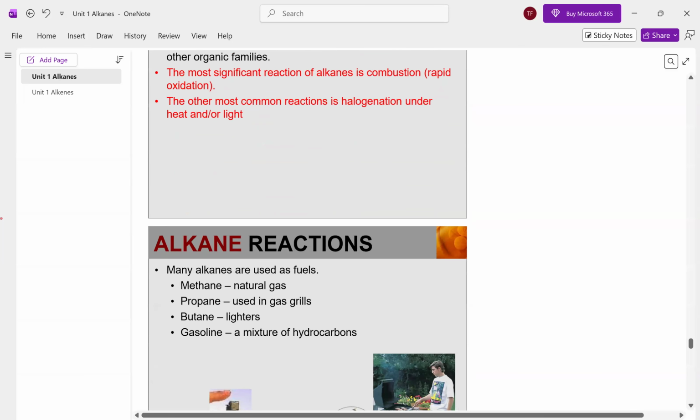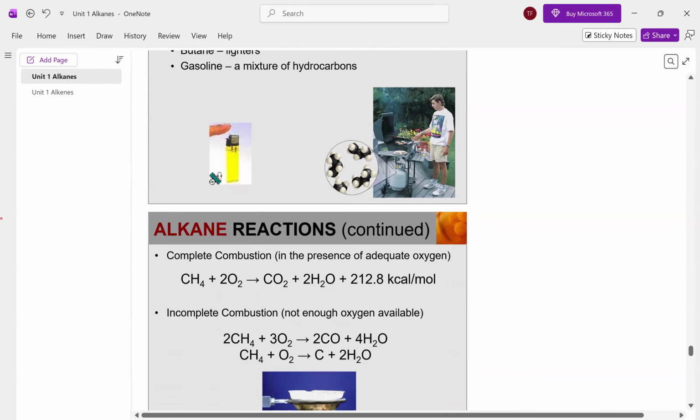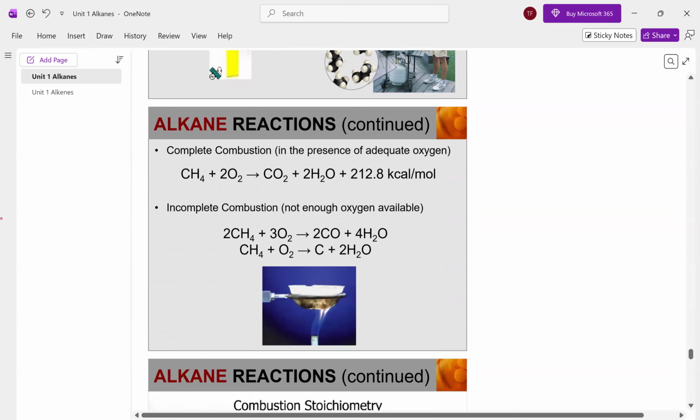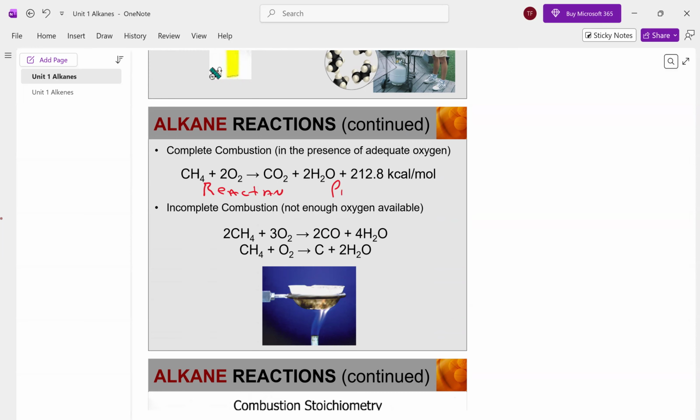So, reactions are what happens when we start with a reactant and end with a product. Now, because energy is being given off, that means the products are more stable than the reactants. If energy is required for the products to form, that means the reactants are more stable than the products.